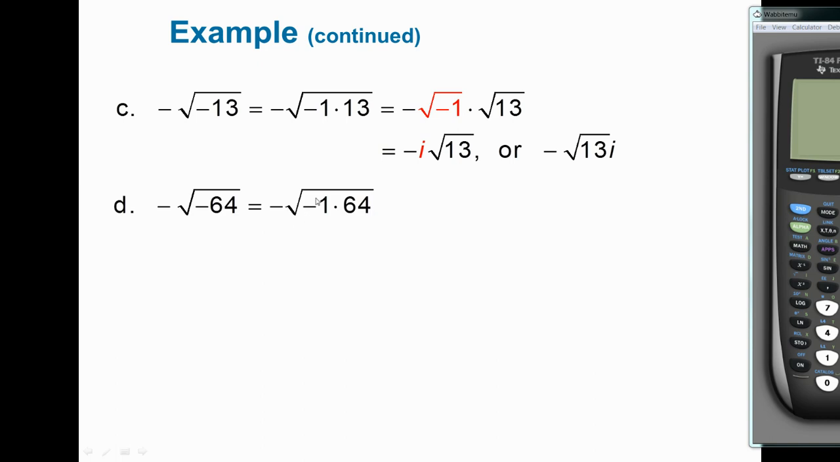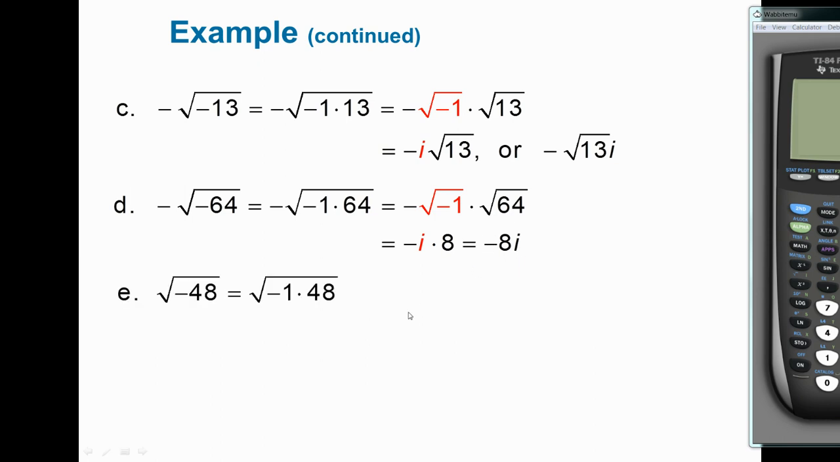Letter D, same idea. We separate this into -1 times 64, write it under the separate radicals. This is defined as i, so it's negative i. 64 is a perfect square. The square root of 64 is 8. Negative i times 8, or negative 8i, would be the appropriate way of writing that.